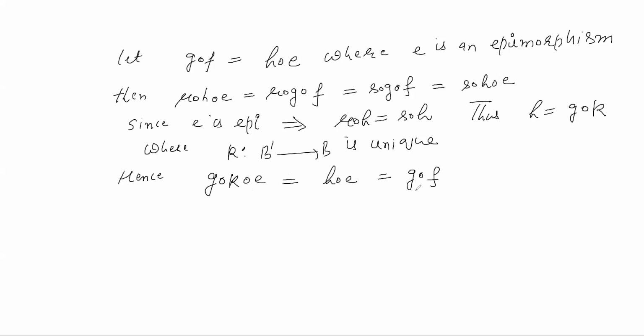So you have g composition f equals, you call the morphism g composition k as l, l composition e. So now you have g composition f equals l composition e, where e is an epimorphism, but g is given as regular monomorphism. Okay, so what does it mean then?